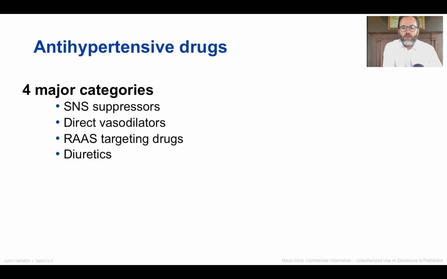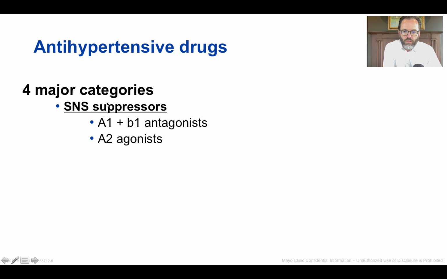So when we start to look at these drugs in more detail, we've got really four major categories of antihypertensive drugs. We've got the sympathetic nervous system suppressors, direct vasodilators, renin-angiotensin system targeting drugs, and diuretics. So when we look at these in a bit more detail, certainly for sympathetic nervous system suppressors, alpha-1 and beta-1 antagonists are very commonly used.